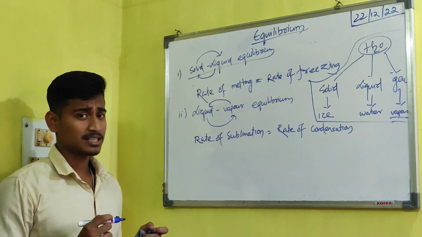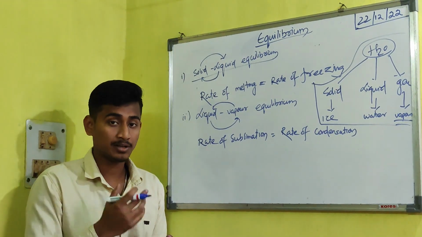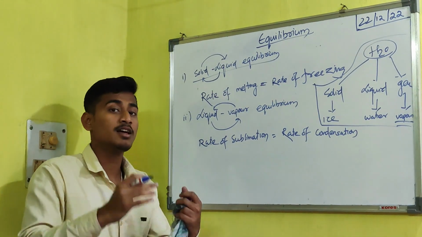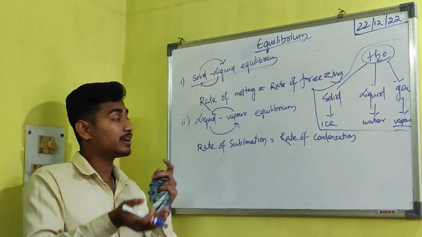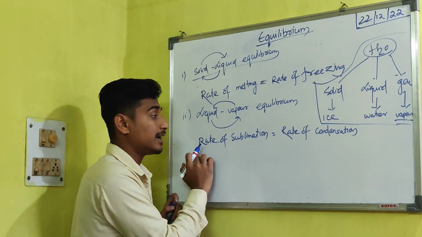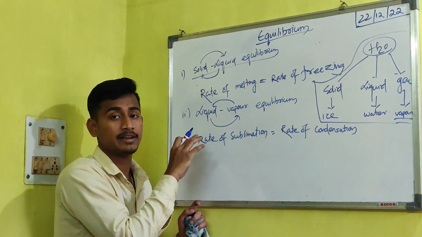So let's take an example: if we heat water at 100 degrees Celsius, then the water changes to vapor. If we keep that vapor in a container, it automatically converts to liquid, meaning it converts to water form. That means the rate of sublimation is equal to the rate of condensation. These two are in equilibrium.